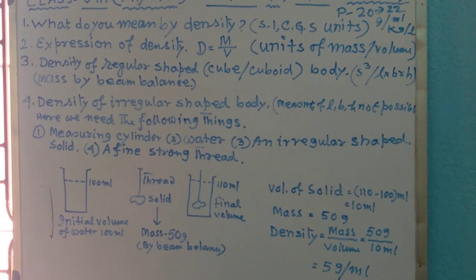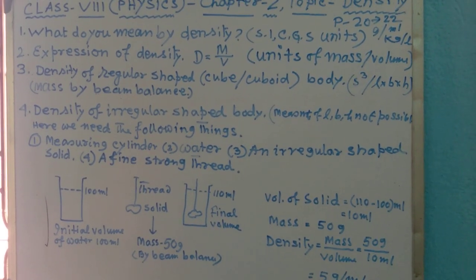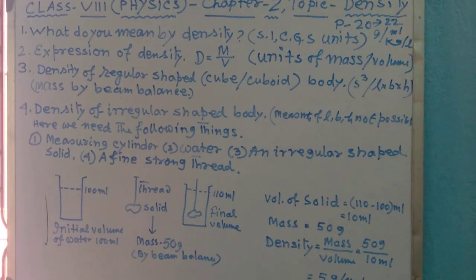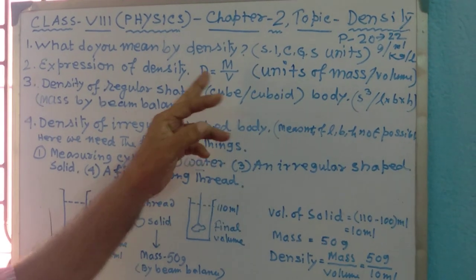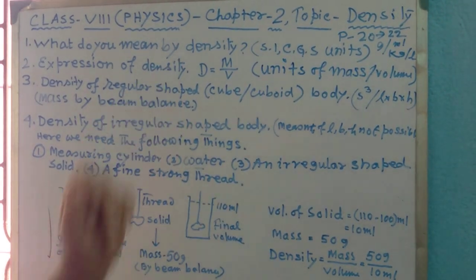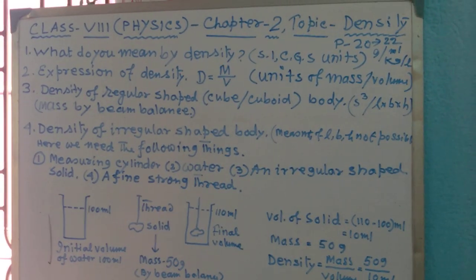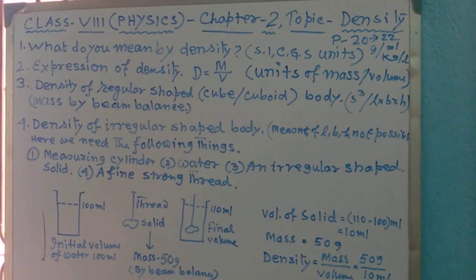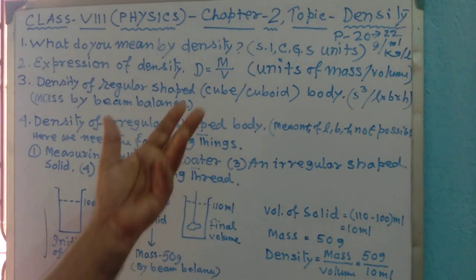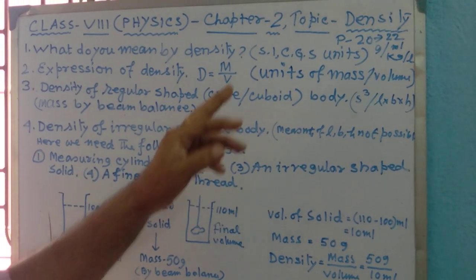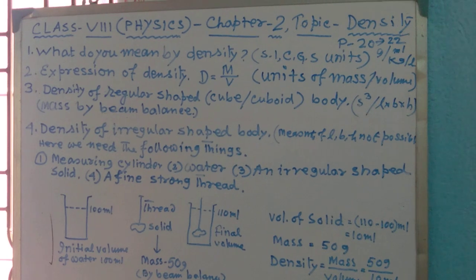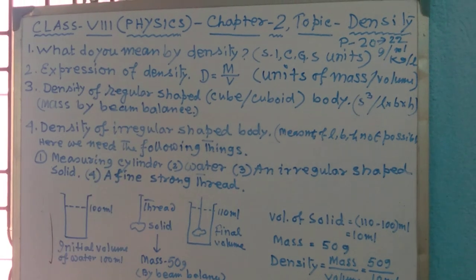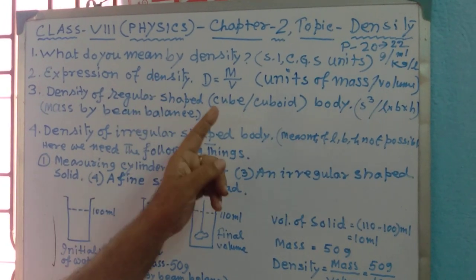Now, how can we express the density? Density can be expressed as density is equal to m by v. M stands for mass, v stands for volume. Here, the SI unit of mass is kilogram and the SI unit of volume is meter cube. Therefore, the SI unit of density is kilogram per meter cube. CGS is the centimeter gram second system. In that system, the mass will be gram and the volume will be centimeter cube. Therefore, the CGS unit of density is gram per centimeter cube.